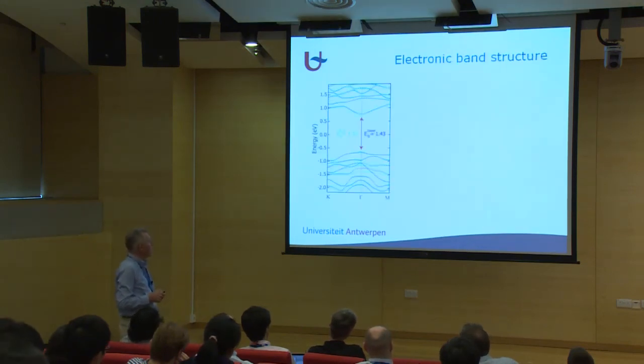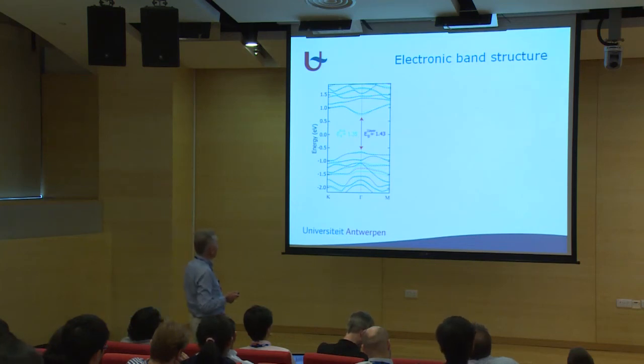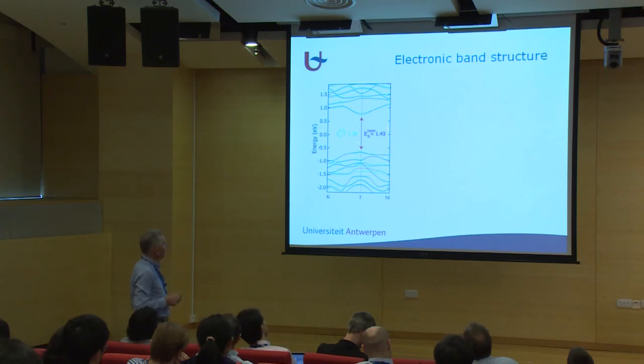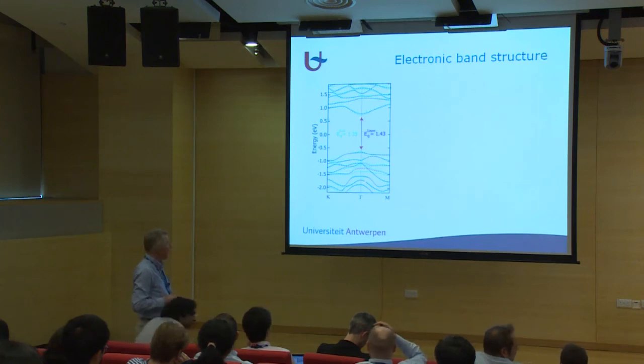So the electronic band structure, here I compare the bulk result, which is the green curve, and the dashed curve is the monolayer. And you see that in both cases, the spectrum looks very similar. The band gap only increases with about 80 millielectron volt. Another thing is that both the single layer and the bulk have a direct band gap, and at the gamma point, not at the K point.